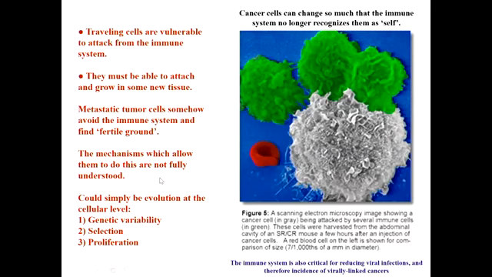Metastasis is what kills, so it'd be great if we could figure out ways to stop it. These are some of the examples of things we've talked about: evolution at the cellular level, variability of the genes. The more you divide, the more you have mutations. Selection of the mutations that could help you metastasize. And of course, the proliferation of cells, as we've covered. Cancer cells can change so much that the immune system no longer recognizes them as self. That can be a good thing because then they can attack those cells. So this is an electron microscopy image with a cancer cell in gray, and these are immune system cells in green. These are false colored just so you can see it better.